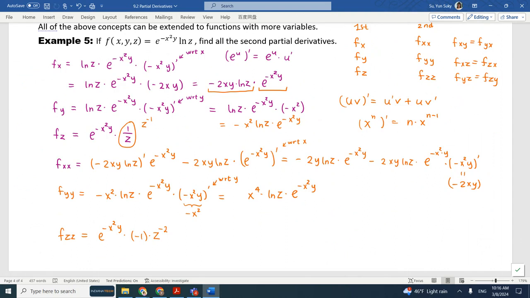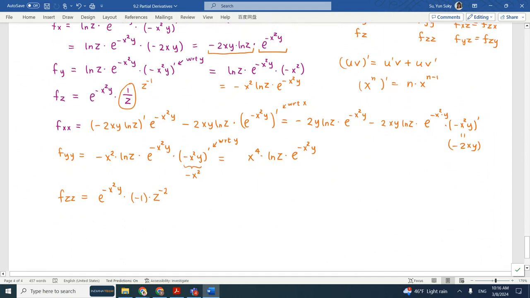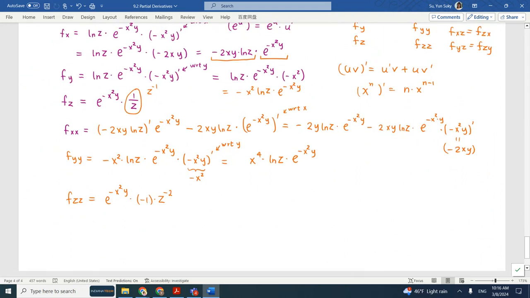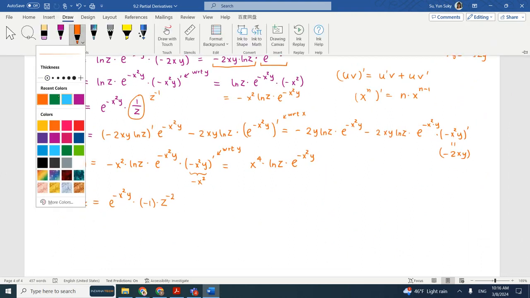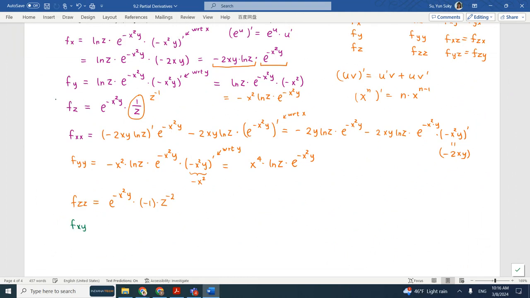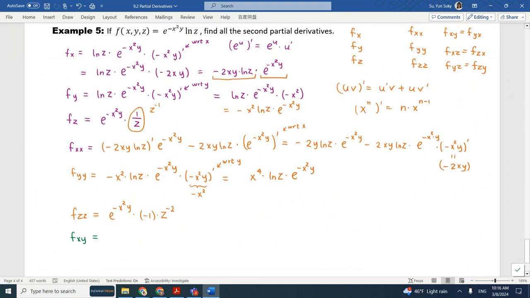Okay, let's see. We can do fxy. Let me use a different color. Yeah, it's a lot. Okay, fxy, and it equals fyx. We have two ways to compute. We either look at fx and take the derivative with respect to y, or we look at fy and take the derivative with respect to x. Which way do you prefer?